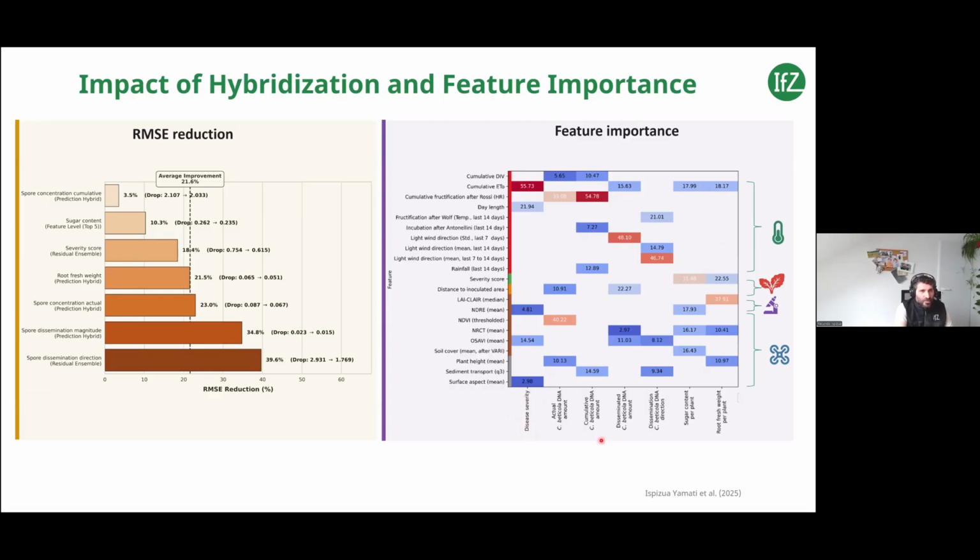epidemiological phase, which feature is important. We can see here that for the incubation or for the disease severity, the evapotranspiration has very high importance. For the amount of spores, some mechanistic models have a very high importance, but still the NDVI data still has some importance.